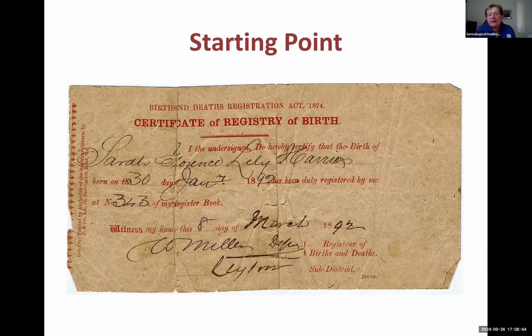And it gave her name as Sarah Florence Lily Harris, born on the 30th of January 1892, and it was register number 343 in the register book. And that was all the information it gave. So for a start, you've got that question mark, who were her parents?